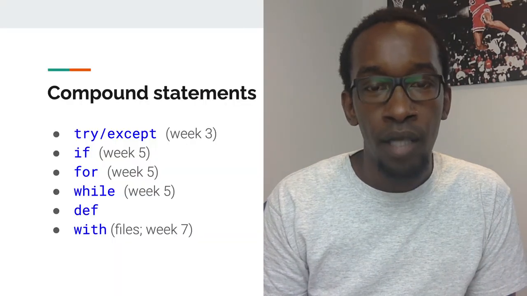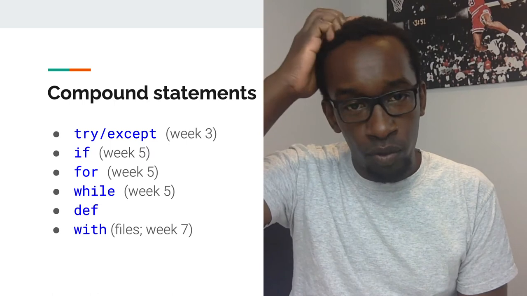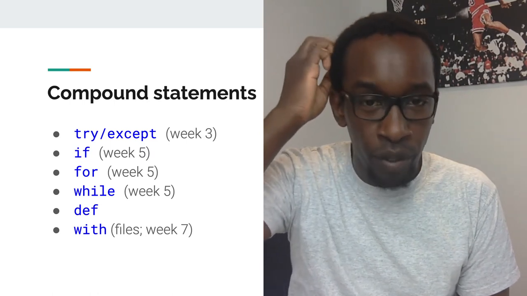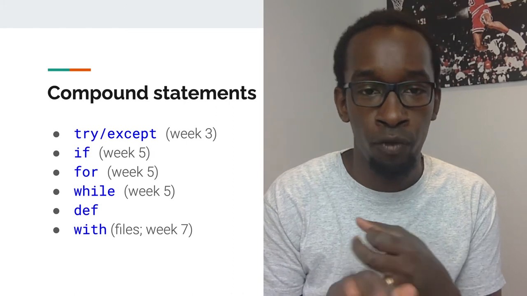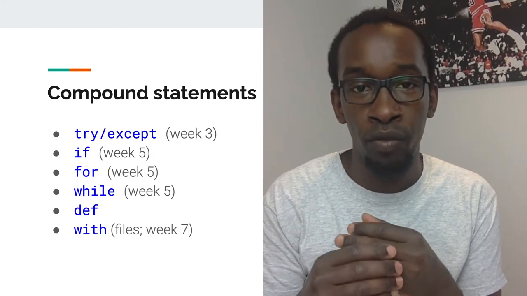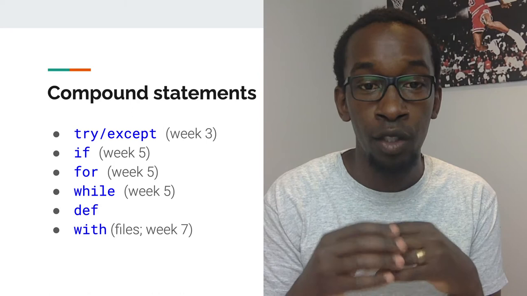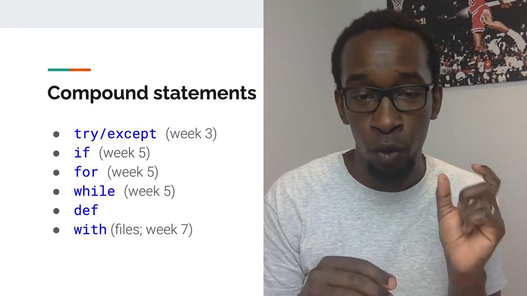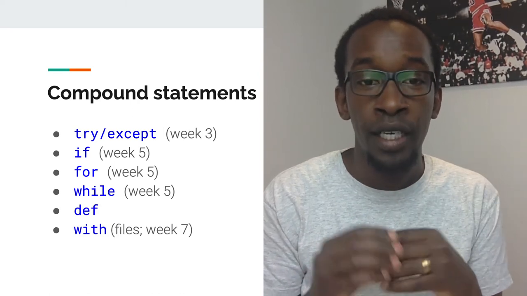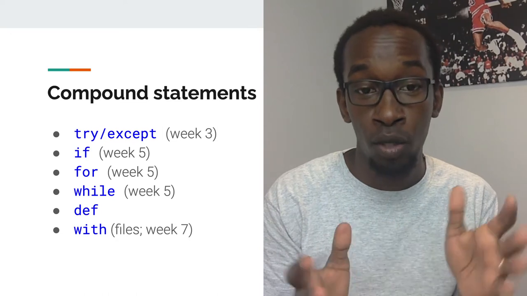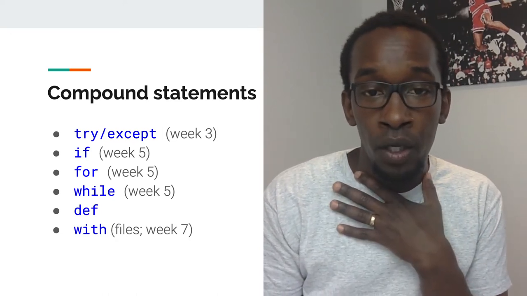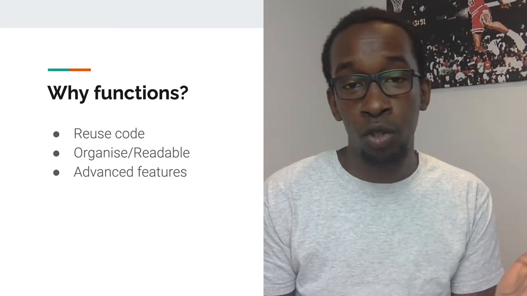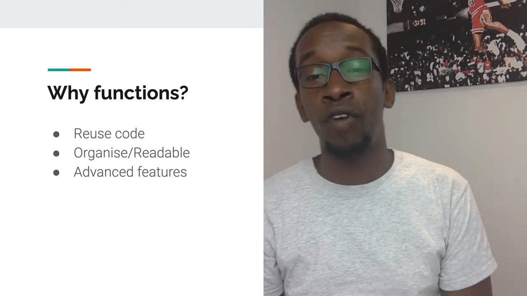Now, as I've said, we've looked at compound statements. We started off with a try except in week 3. And then we looked at if statements, for statements and while statements, all in week 5. And then today we're looking at the def, which is used to define a function. Next week, we'll be looking at with, which is a context manager, and we use it in the context of files.